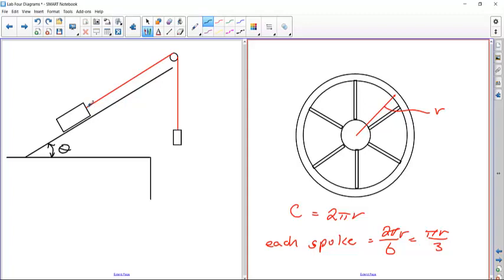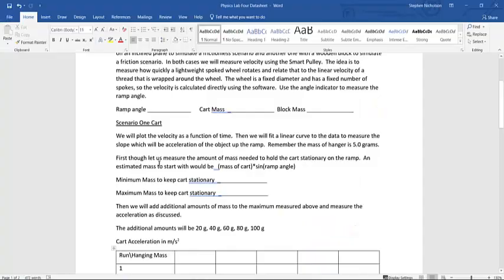So there's probably a maximum weight we can put on here when it just starts to roll up the incline. And then if we remove weight from here, there'll be a minimum weight we can have here, before this thing rolls down. Now, I don't know what this is. I haven't run this experiment before. But what we'll do is we'll measure those 2.